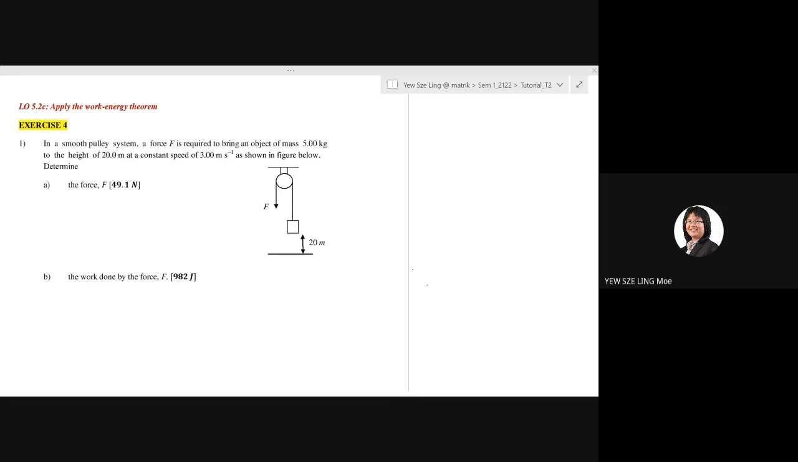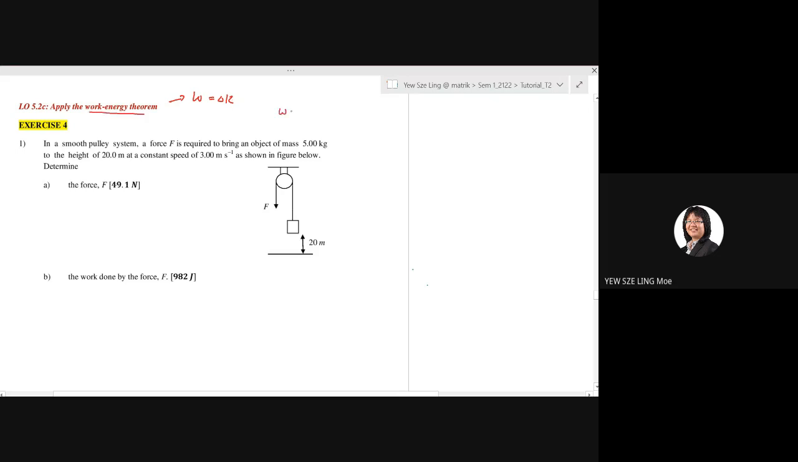Okay, I disagree with the answer scheme. So I'm going to redo it again with you guys. The first one is very simple, like we said just now, because you are looking at the force. So we have two equations. This one is W equals delta K, which is the work energy theorem.